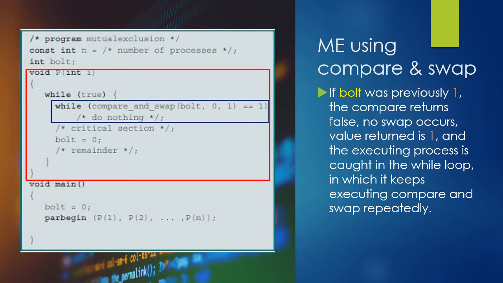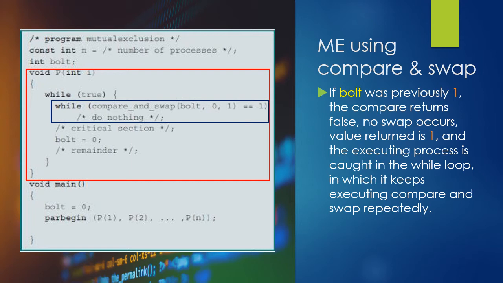If bolt was previously 1, the compare returns false. No swap occurs. Value returned is 1, which is the old value of bolt. And the executing process slips into the body of the while loop, in which it keeps executing compare and swap repeatedly. Every time it compares, the result is false, the return value is 1, and it slips back into the while.